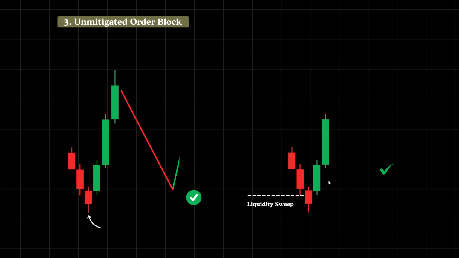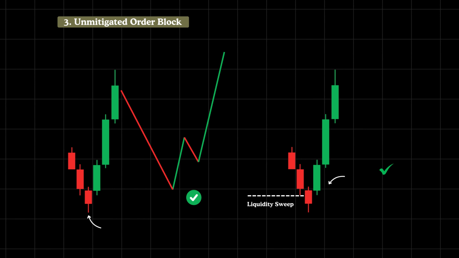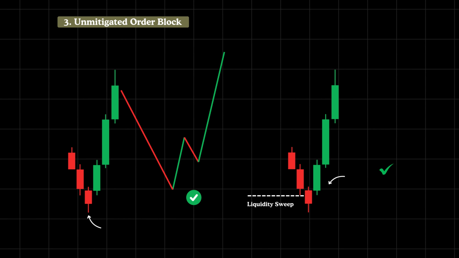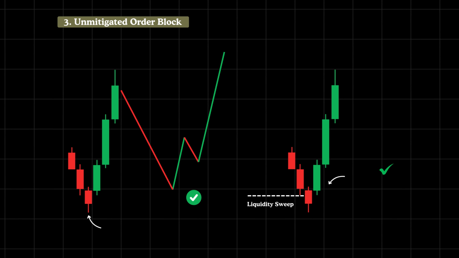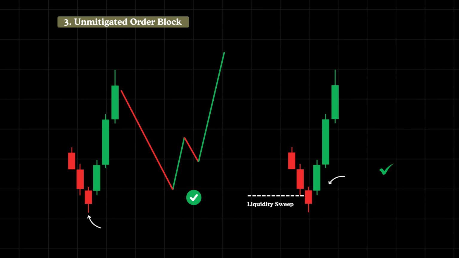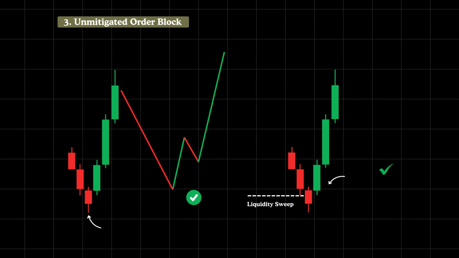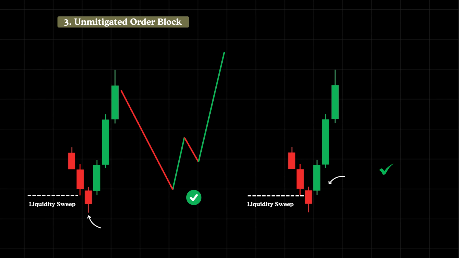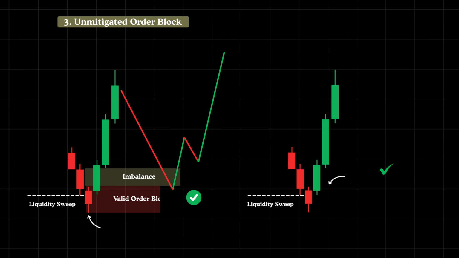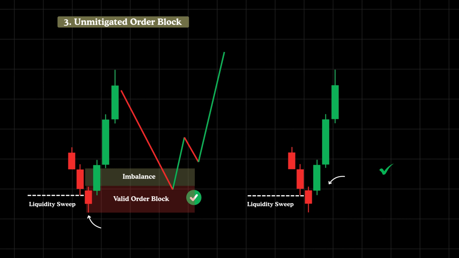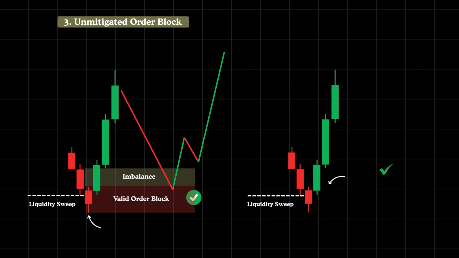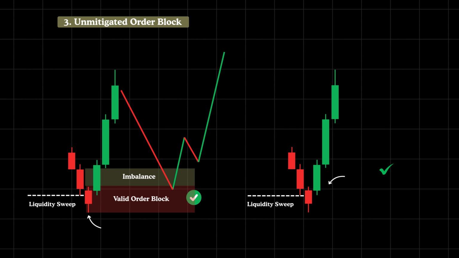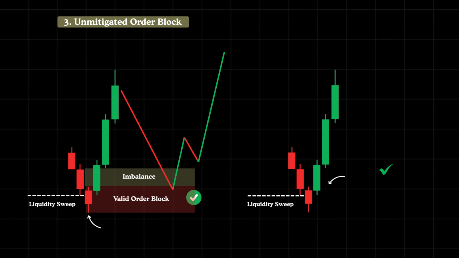Check mark rule number 3: unmitigated order block. A valid order block remains effective only until it is tapped, meaning it should be used only once. Let's break it down. Suppose we have a red candle that sweeps the liquidity of its previous candle. If an imbalance, or fair value gap, also exists after this candle, it indicates that there's a strong chance the price might return to this zone in the future to fill pending institutional orders.